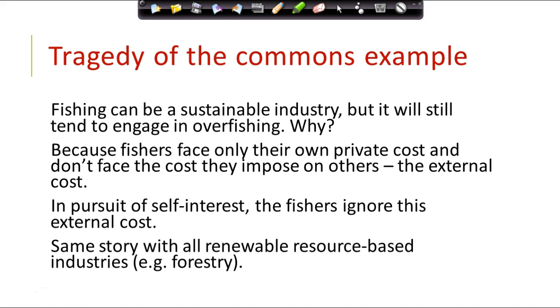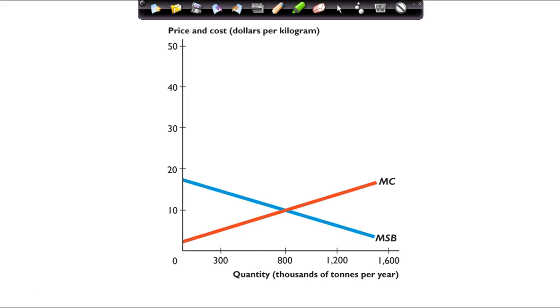The same story applies if you were talking about forestry, for example, or even clean air. Since everyone can gain access to the common resource, everyone uses it according to their own self-interest, trying to maximize, for example, their own profits, and they ignore the impact that it has on bystanders, resulting in the overuse of the resource.